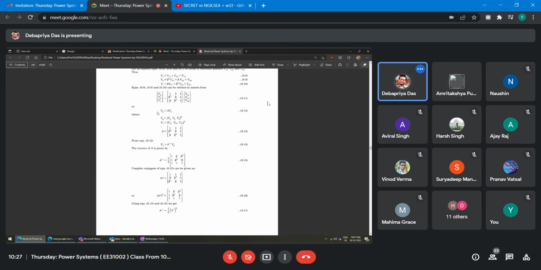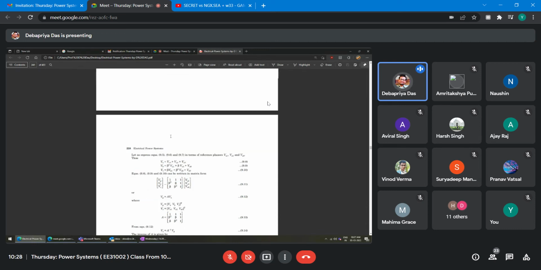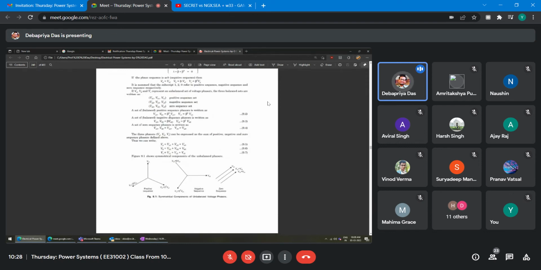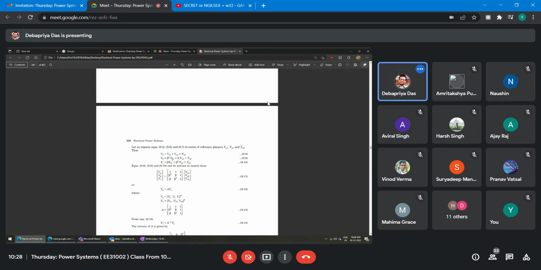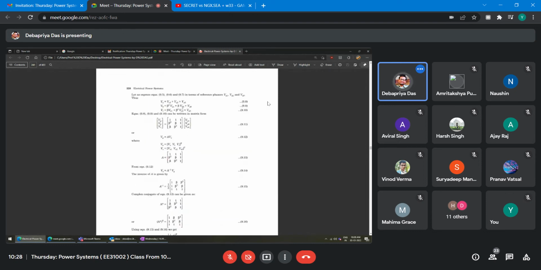Sir, can you just explain how we got 9.8, 9.9 and 9.10? Here VA is equal to VA1 plus VA2 plus VA0; the first thing is understandable, right? Second, your VB1 is equal to beta square VA1, so you substitute beta square VA1 here. Then VB2 is equal to beta VA2, and VB0 is equal to VA0.